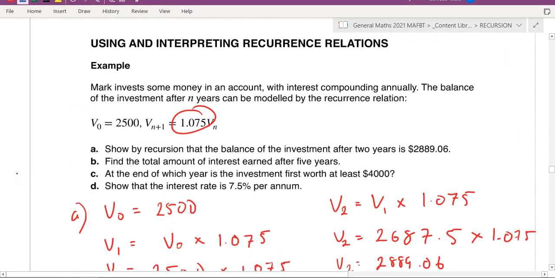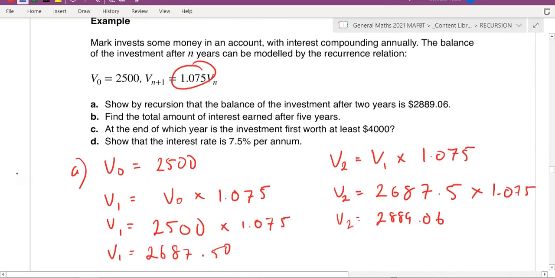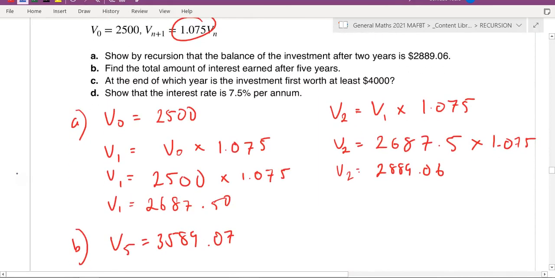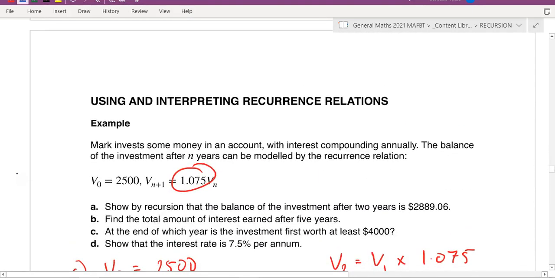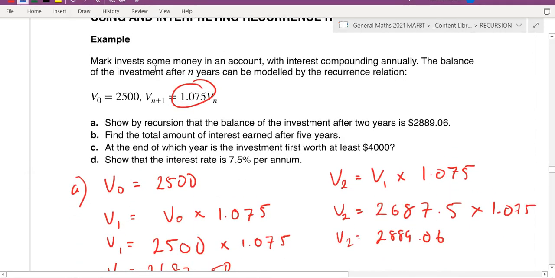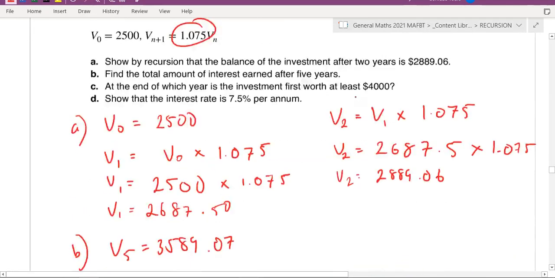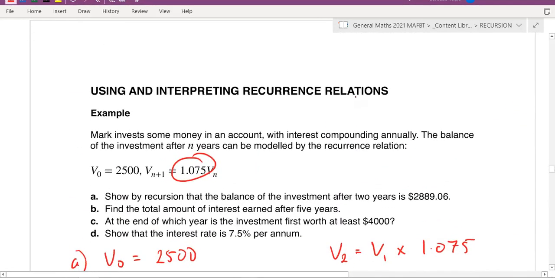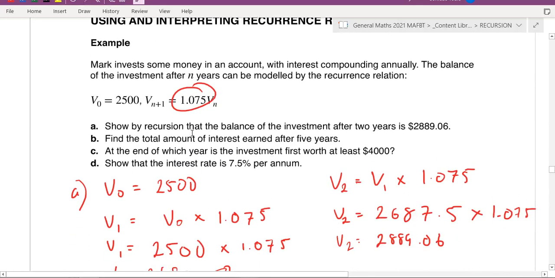Last lesson we looked into recurrence relations, but now with geometric sequences, or if you think about it, compound interest, where you're multiplying instead of adding or subtracting by the same amount. Some principles to remember: if you multiply with a number greater than 1, it's going to increase, and if it's less than 1, it's going to decrease.